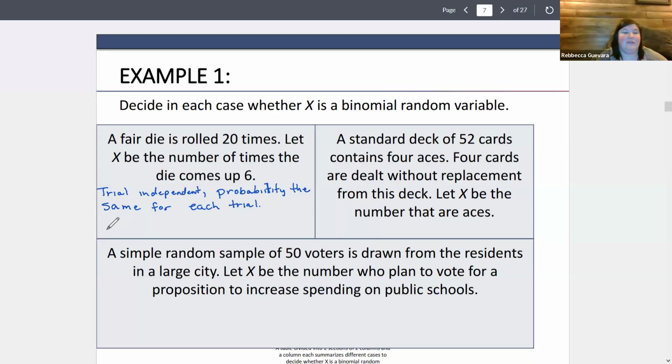And then we also have 2 choices. Our success is when we get a 6. Every time we get a fail, that's when we roll anything that's not a 6. So we have a fixed number of trials, we have a success and a fail, the probability stays the same on each trial, and each trial is independent. This can be modeled with a binomial random variable.